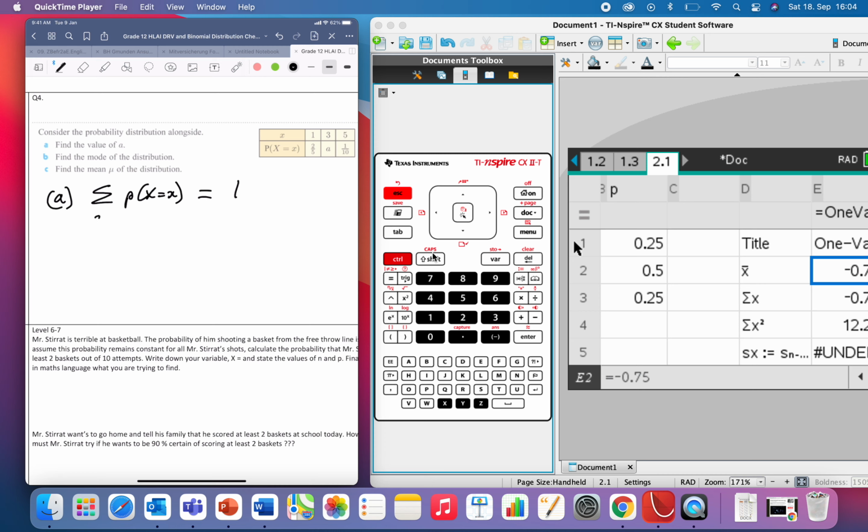So you can see that we've got a simple calculation to do. So we've got A. You could go straight to the calculator, but A plus 5/10 equals 1. A therefore equals 1/2.